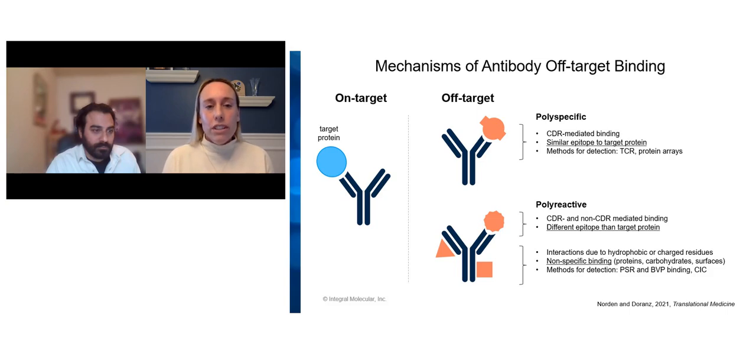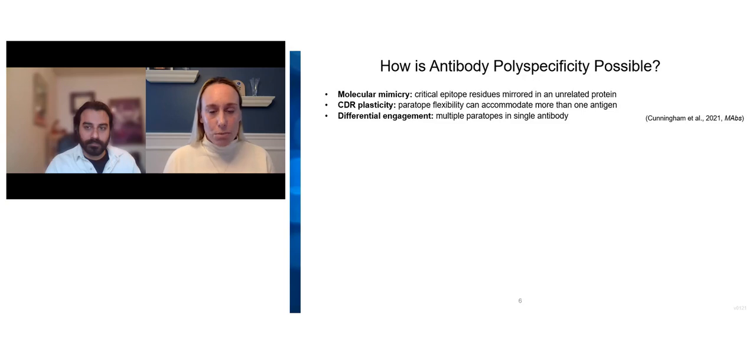And polyreactivity is a big risk for developability in antibodies, but it's not so much of a risk in safety. And polyreactivity has been well characterized in numerous other papers. So for today, we're only talking about polyspecific off-target binding, which again is a specific binding interaction just to the wrong epitope.